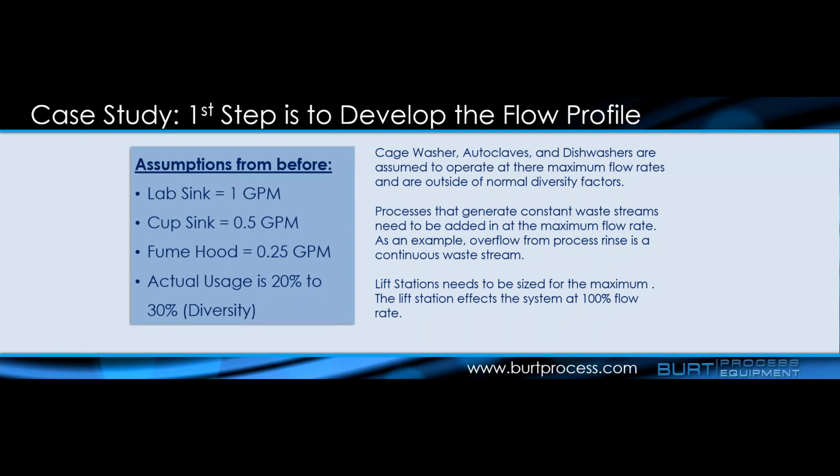So when talking about flow, one of the first things to do is what's referred to as the flow profile. When you're looking at lab sinks, cup sinks, fume hoods, you can make some assumptions on those based on charts like this. One lab sink is 1 gallon per minute, one cup sink's half, fume hoods, and then apply a diversity factor across those systems. Generally a good diversity factor is 20 to 30. I generally lean a little lower depending on what your application is. If it's a university, for example, it's more of an industrial lab, probably a bit of a higher diversity.